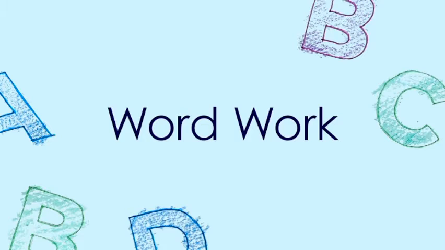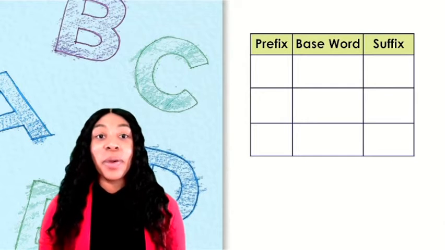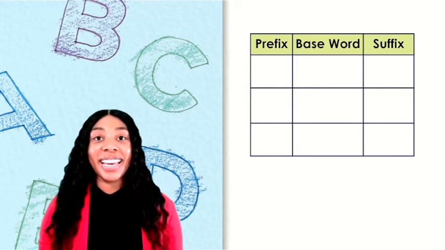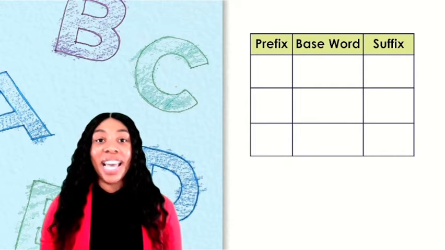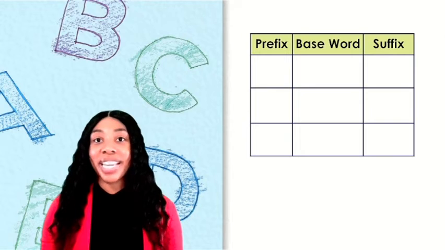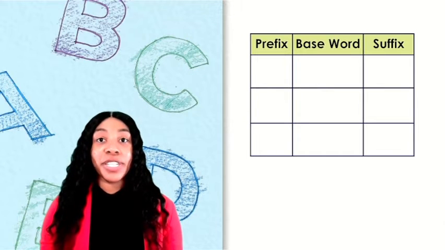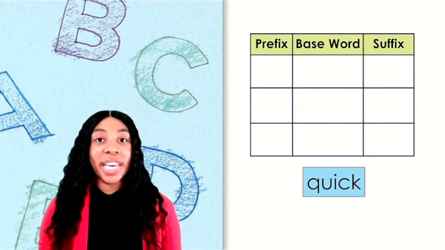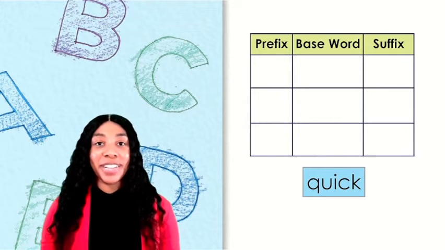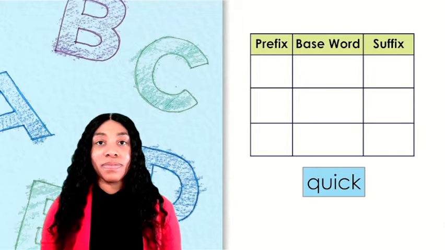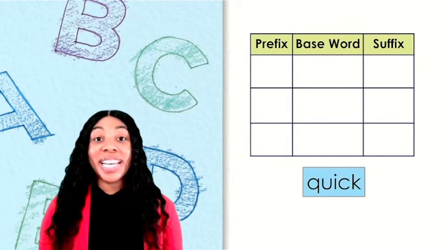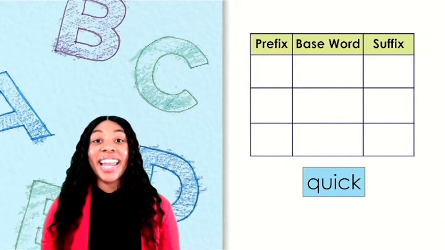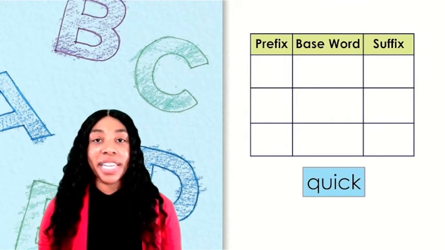Word work. Today, we will review base words and affixes. Let's read some word parts to see where they go on our chart. Ready? Here is our first word. Quick. Is quick a base word or affix? Quick is a base word. We can add affixes to change its meaning.